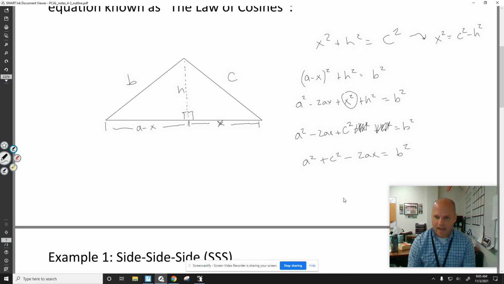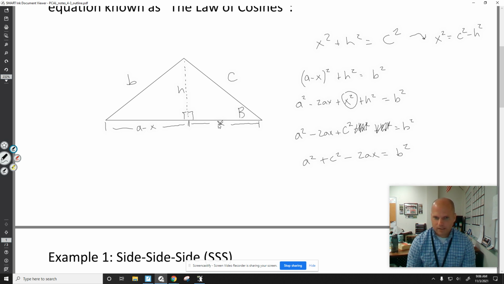Now, I want to get rid of x because x can be anything. So I'm going to use a SOHCAHTOA situation where I know what x is. So let's see. I have this angle B.